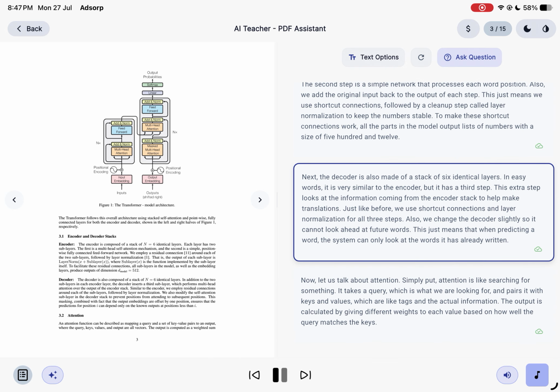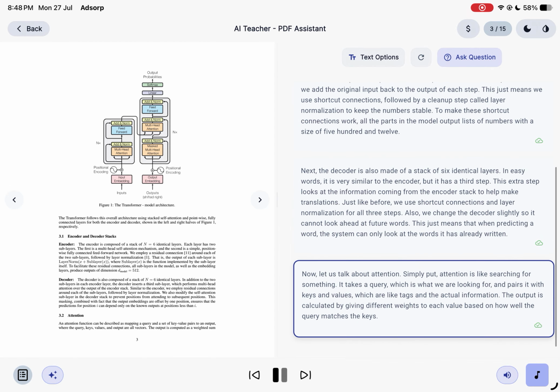Next, the decoder is also made of a stack of 6 identical layers. In easy words, it is very similar to the encoder, but it has a third step. This extra step looks at the information coming from the encoder stack to help make translations. Just like before, we use shortcut connections and layer normalization for all 3 steps. Also, we changed the decoder slightly so it cannot look ahead at future words. This just means that when predicting a word, the system can only look at the words it has already written.